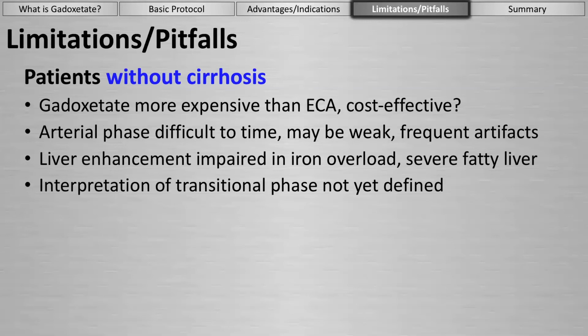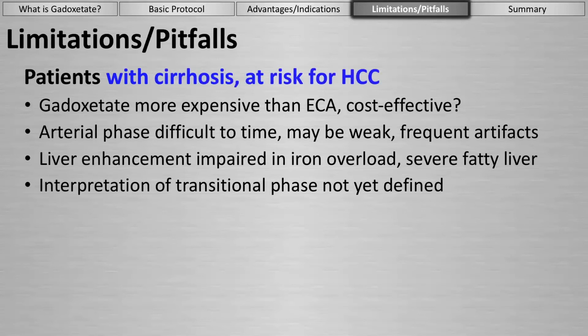Okay, so those are some of the advantages and indications of gadoxetate, but this contrast agent is not perfect. It has limitations and pitfalls. In patients without cirrhosis, what are the pitfalls? This contrast agent is expensive. It's about 2 or 3 times more expensive than extracellular agents. For reasons I'm not going to talk about today, the arterial phase can be difficult to time, and there may be frequent artifacts. Liver enhancement is impaired in iron overload, and this weird transitional phase can be a little bit difficult for radiologists to understand.